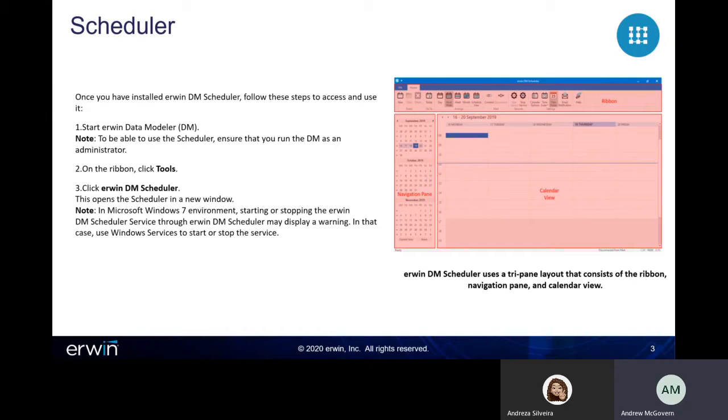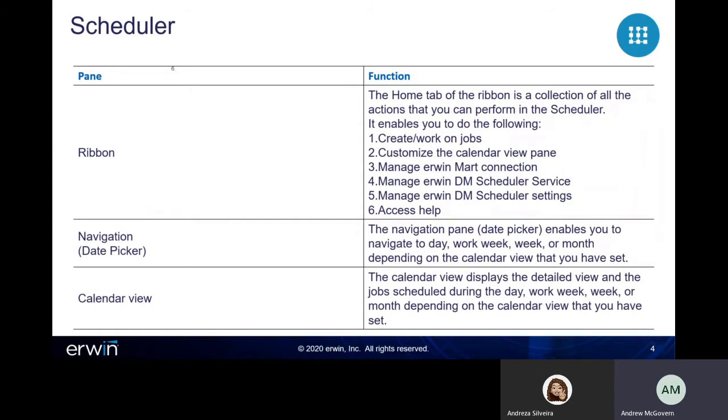The trick here is that this does need to be installed and run as an administrator because we're going to create a service on the back end that's going to take care of all this. It's not magic. We actually do have to leverage the Windows platform to make all of this happen. So it's very straightforward. Once it's in there, you can start using it. The way it's set up is we have three panes. We have the ribbon, which will show you your connections, the navigation, which is the date picker, and then the calendar view. So very straightforward.